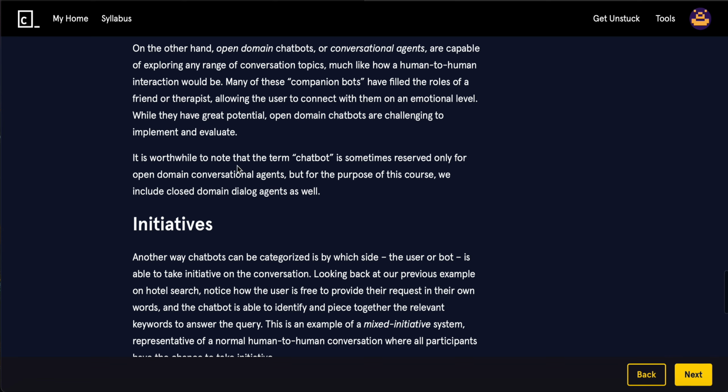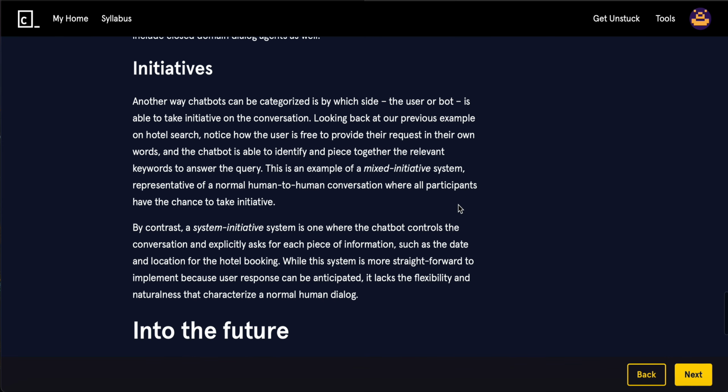Now, while it is worth noting that the term chatbot is sometimes reserved for only open domain conversational agents, for the purposes of this course, we will include closed domain dialogue agents as well. So another way chatbots can be categorized is by which side the user or bot is able to take initiative on the conversation. Looking back at our previous hotel search, notice how the user is free to provide their response in their own words, and the chatbot is able to identify and piece together the relevant keywords of the query.